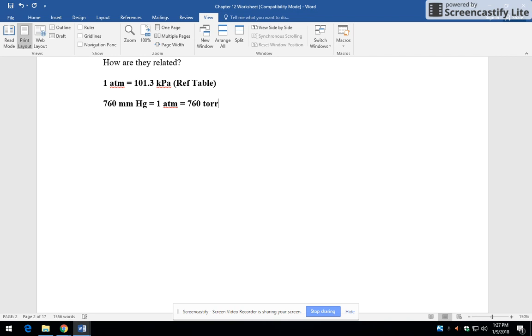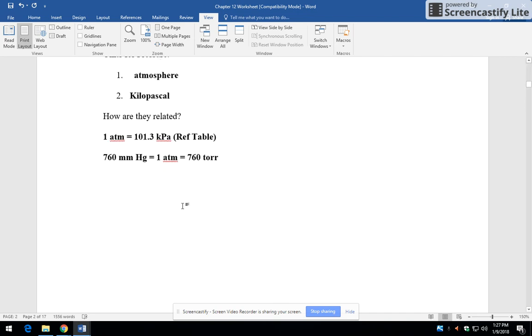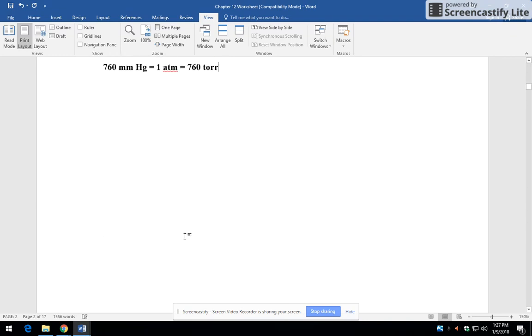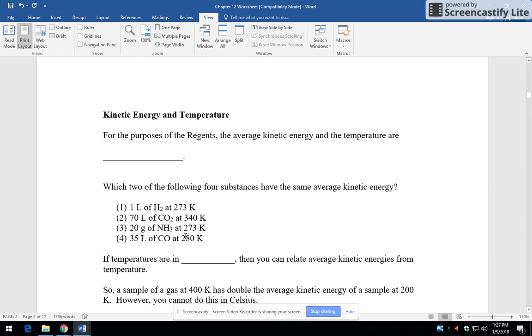Now, what do you have to do with these? Not much, actually. Just understand that there are different units for pressure. You may be asked to convert between atmospheres and torr, but there's not really much to do. Atmospheres and kilopascals, not much to do there. Okay, these are the 3 main, and then 2 others right here, millimeters of mercury and torr. All right, so that's it for pressure.